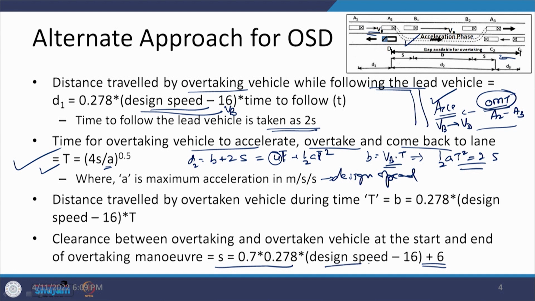So, Vb is written as design speed minus 16, and we are considering that all of these values are in kilometers per hour, and that is why the factor 0.278 is being taken. The distance travelled by the overtaking vehicle during time t will be b equals 0.278 into (design speed minus 16) into t, and now we have all the three values available with us.